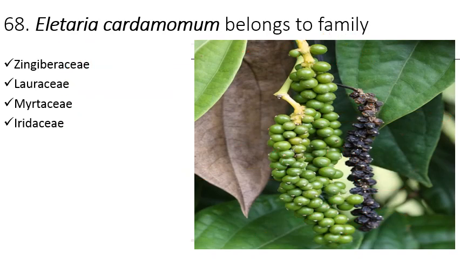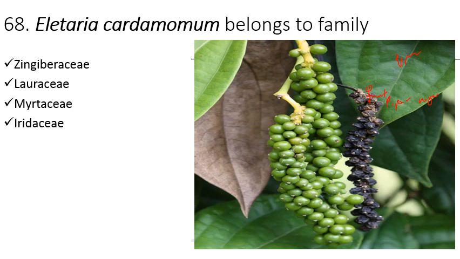The next spice, the king of spices, this is the photograph of Piper nigrum, that is Kali Mirch. And here again the part used is the fruit, berry. It is a member of family Piperaceae.